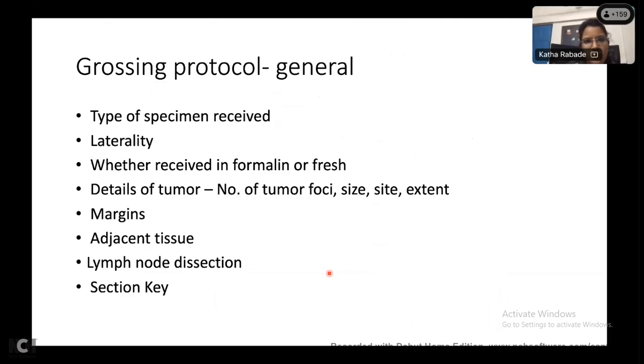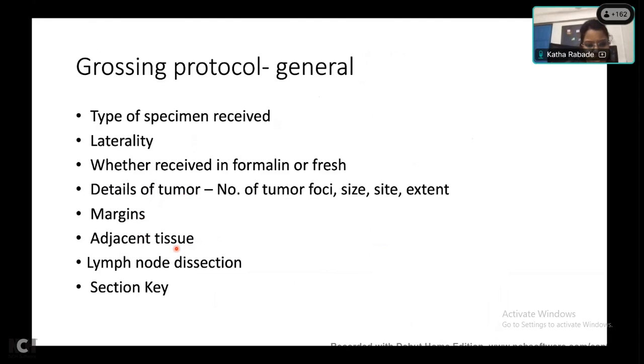Once the specimen is received, we have to document the type of specimen received, whether it was received in formalin or in fresh state, whether the laterality of the specimen is mentioned, and to check if the laterality mentioned is correct or not. Then you see the details of the tumor, whether any tumor is visible or not, the number of tumor foci seen, the size of the tumor, site of the tumor, extent of the tumor. Then we need to document the margins, and the adjacent tissue that is seen adjacent to the tumor, whether it is showing any leukoplakia or erythroplakia.